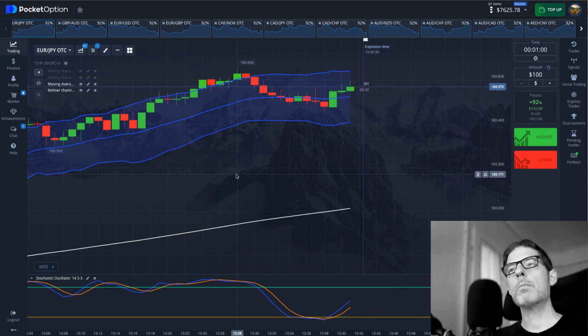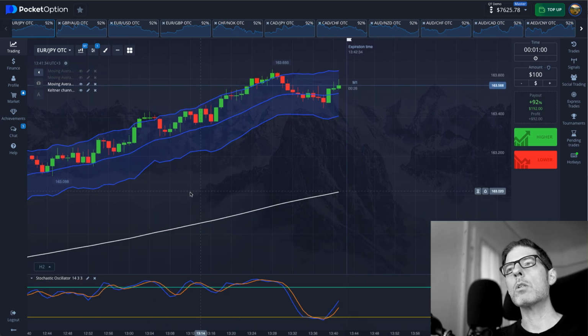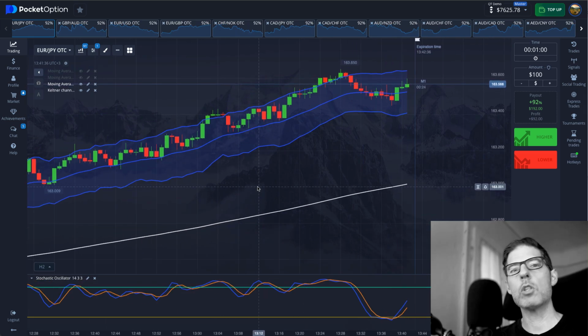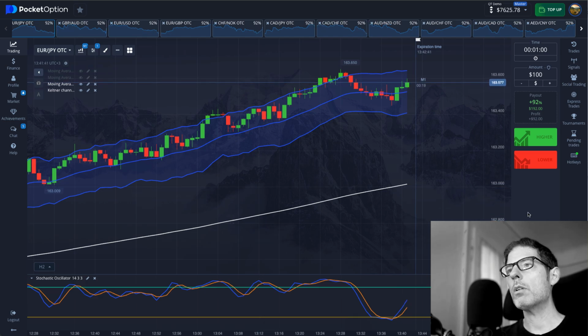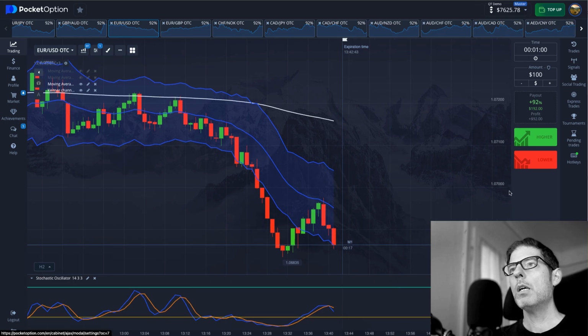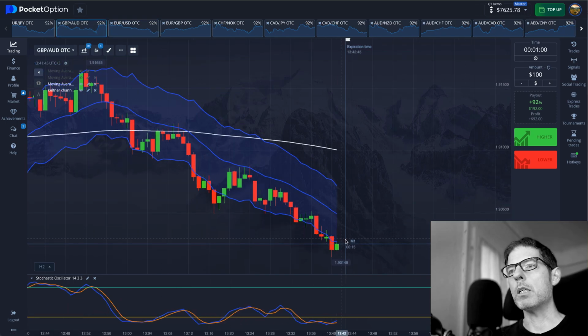Now, what would I do at this point? I've already had a successful trade with this. So then what I would do is go to a different chart, right? Find a different asset. So let's go ahead and browse through here. Now this one looks pretty good.